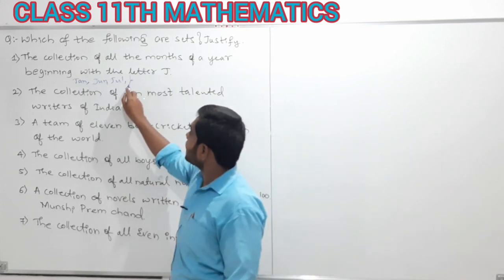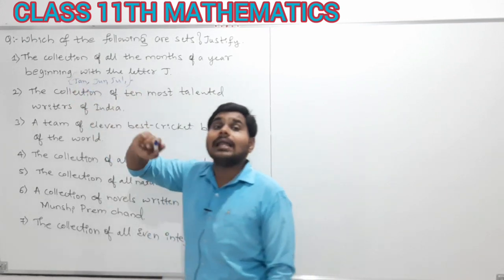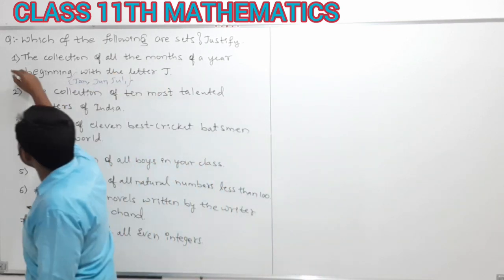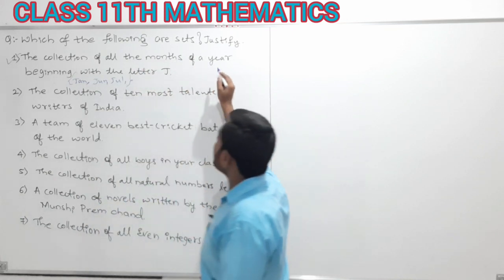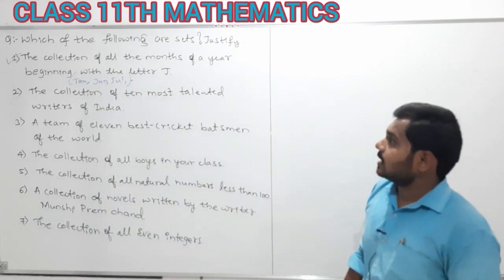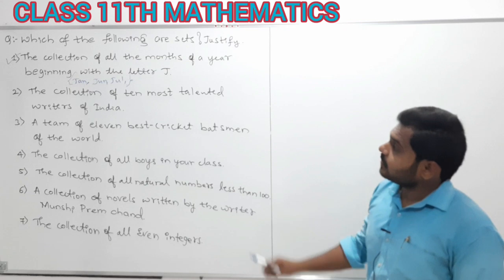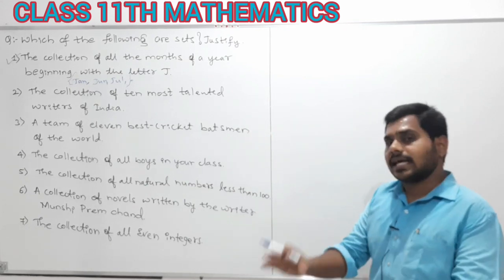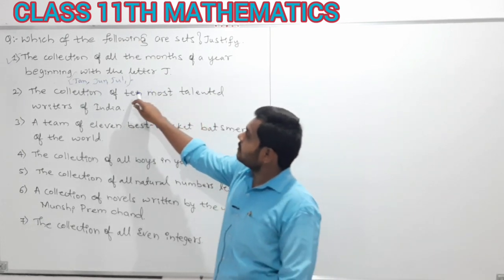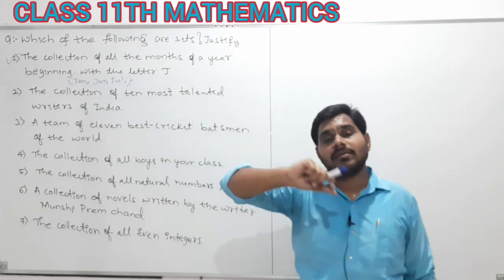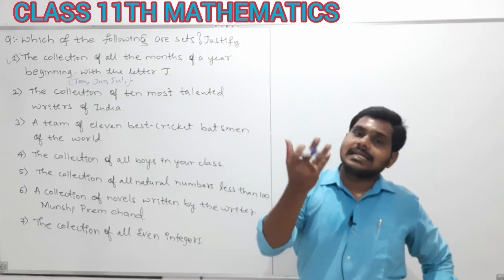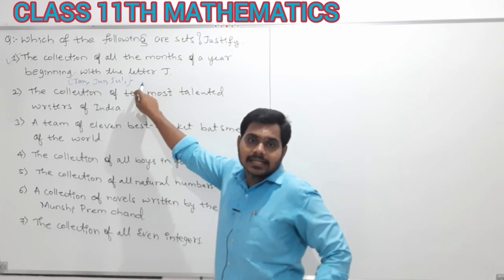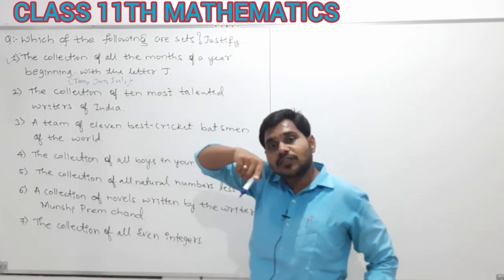It is a collection as well as it is well defined. So therefore my dear students, this is a set. The first one is the collection of all the months of a year beginning with the letter J. It is well defined, because if you ask anyone, they will tell that yes, we can easily identify. If I tell you November, easily you will confirm that November won't be contained in this set, in this collection.